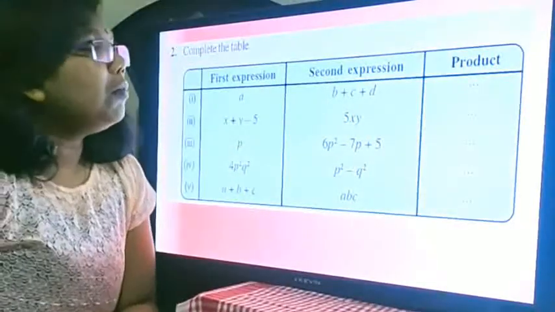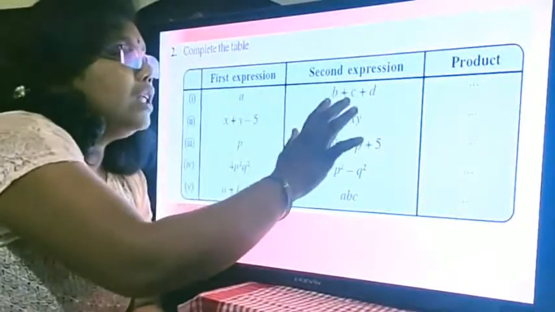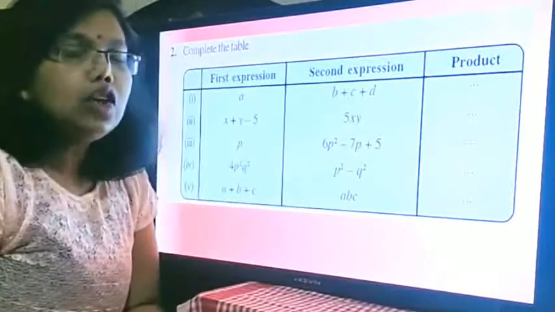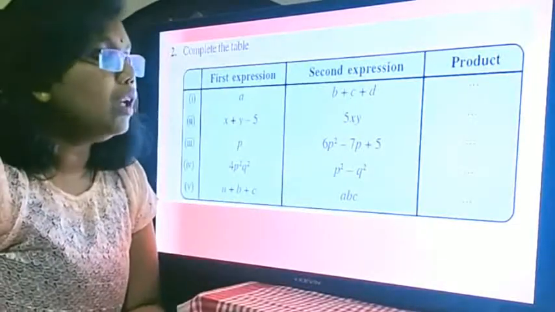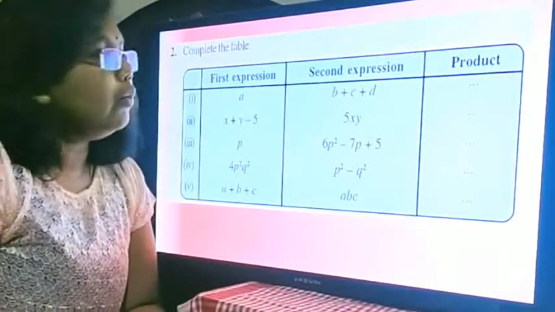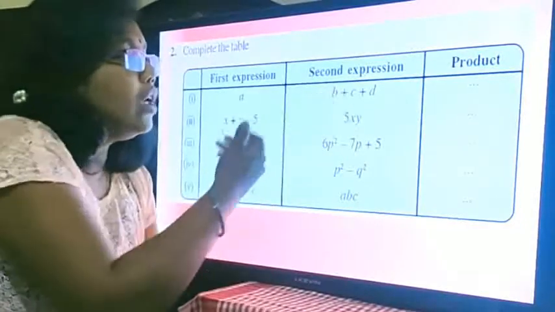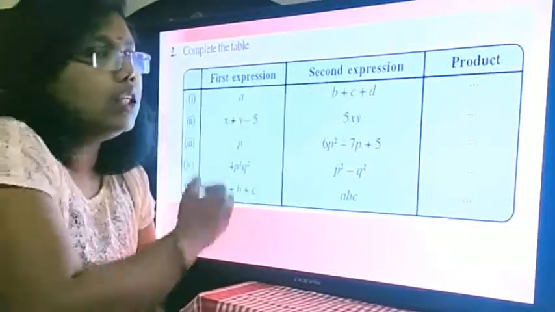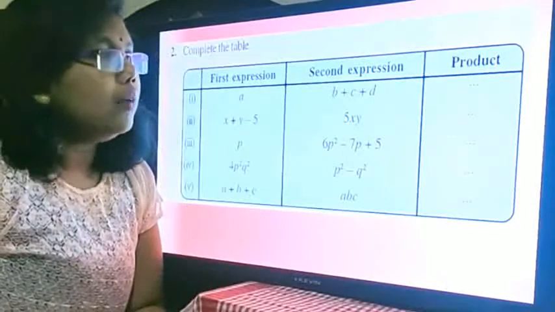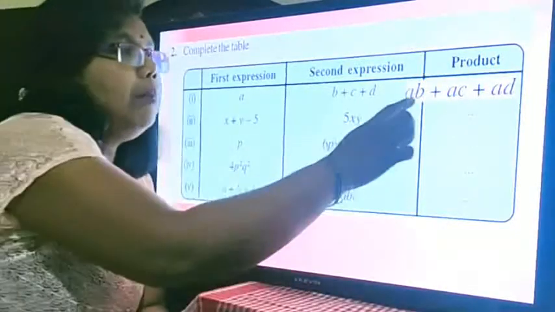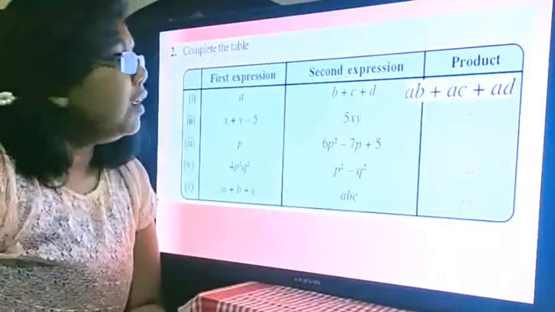Now here you have to multiply a with b plus c plus d. This is a trinomial that we are multiplying with a monomial. So each term has to be multiplied with a. So a multiplies b, you get ab. a multiplies c, you get ac. a multiplies d, you get ad. So that's why your answer would be ab plus ac plus ad.